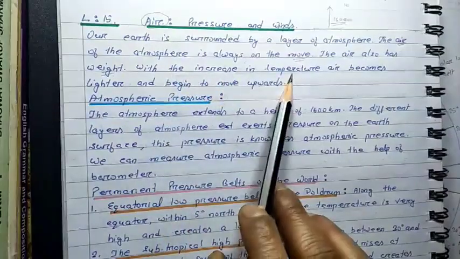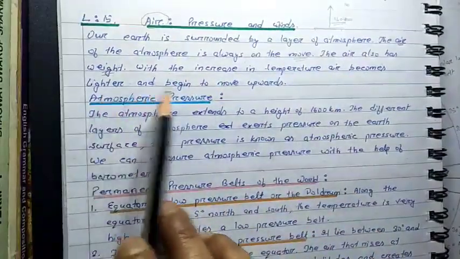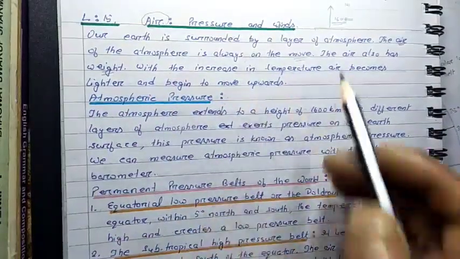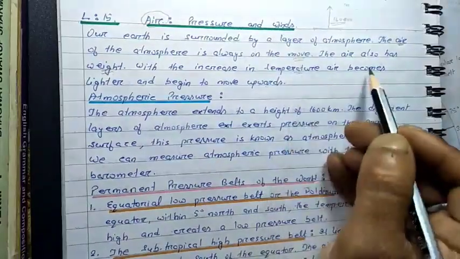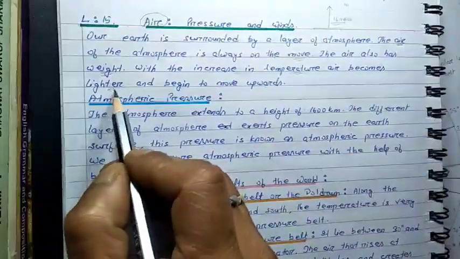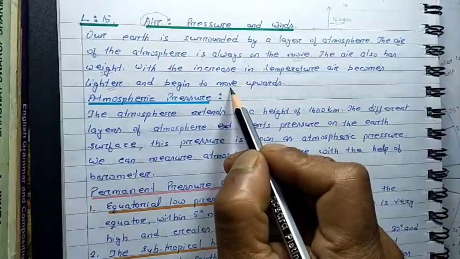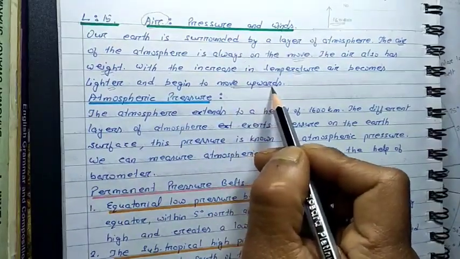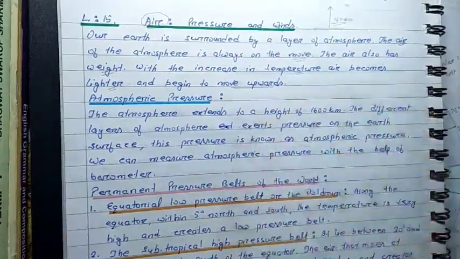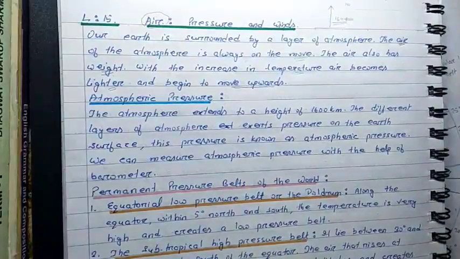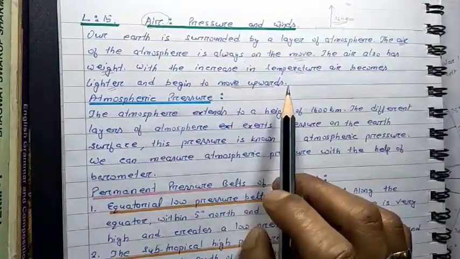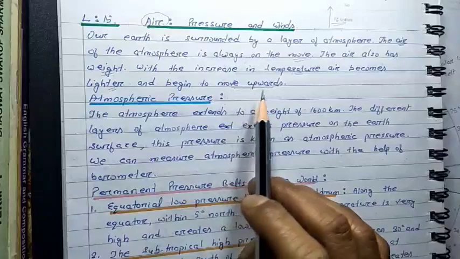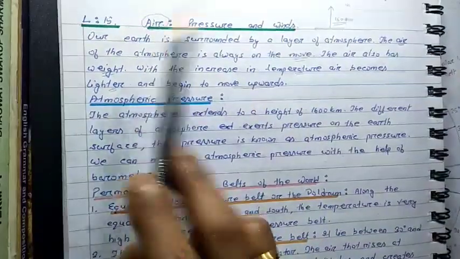With the increase in temperature, air becomes lighter and begins to move upwards. I think you have seen hot air balloons. If we leave them, they generally go up because in that balloon hot air is there. So that's simply about air.